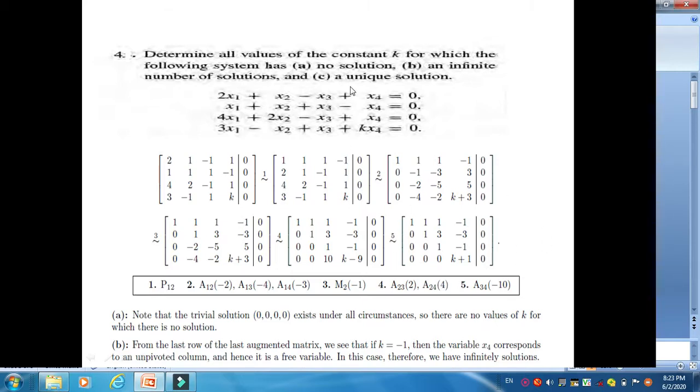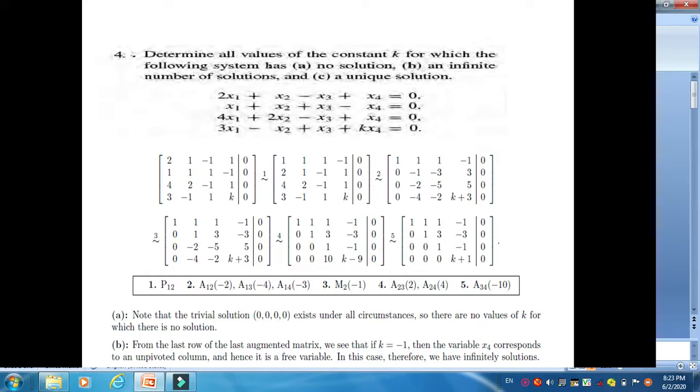A unique solution. Number C condition tells us, so how do we find a unique solution? By the lemma, it tells us that the rank of the coefficient matrix equals the rank of the augmented matrix equals the number of unknowns, right?